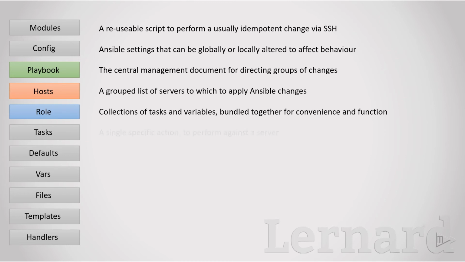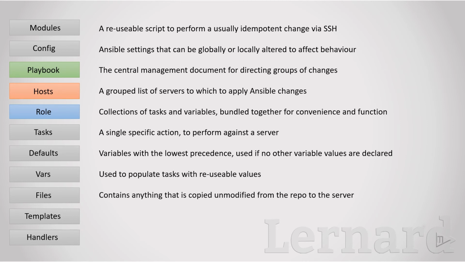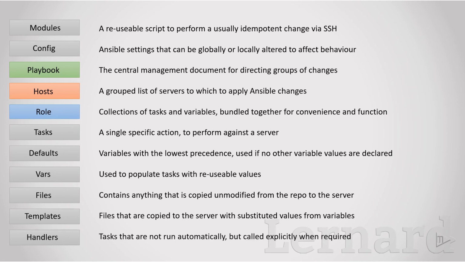Tasks are the actions that we perform against the servers when configuring them. And for me at least, I always think of this as the basic unit of Ansible. Ansible does tasks to things is my own internalised oversimplification to remember what it does. Defaults and vars are both lists of variables, with vars taking precedence over defaults. Files are copied unaltered to the servers, whereas templates are copied with variable substitution and some extra features. And finally, handlers work the same as tasks, but instead of being run automatically, are only run when they're called.